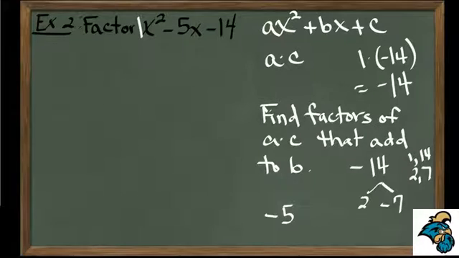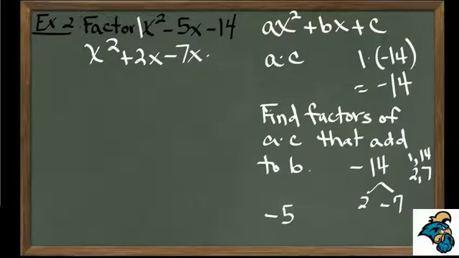There we go. So I know that this right here is going to be a -7. 2 times -7 is going to give me the -14 I need, and 2 plus -7 is going to give me the -5 I'm looking for. What that allows me to do is take this trinomial and rewrite it with 4 terms. And here's how you rewrite it.